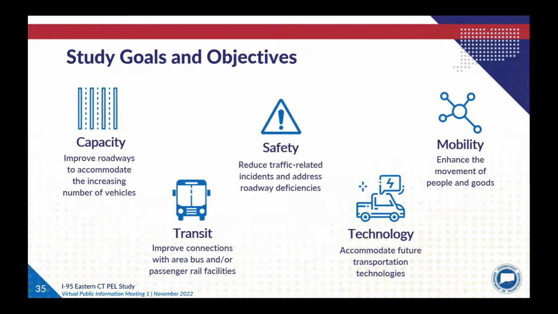Study goals are not the project needs or project purpose, but provide guidance for the concepts and alternatives development. They help tell the story of how the improvements should fit within the context of the community and reflect previous public input and engagement from the previous studies on the corridor, as well as regional planning studies. The draft goals for the I-95 Eastern Connecticut PEL study are improve capacity, improve safety, enhance mobility, improve transit connections, and accommodate future transportation technology.